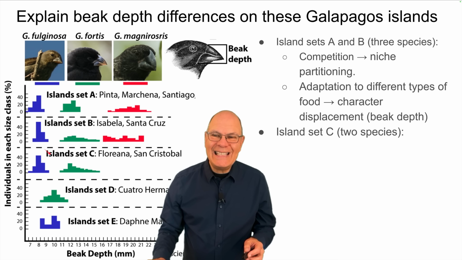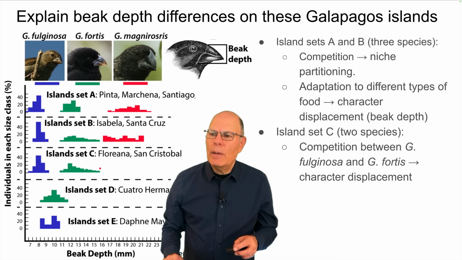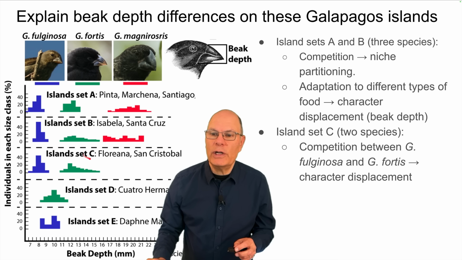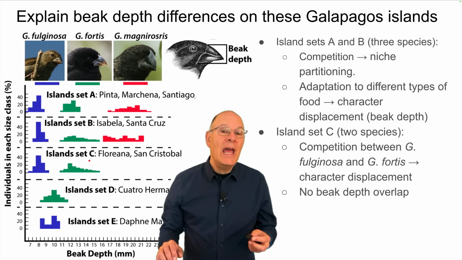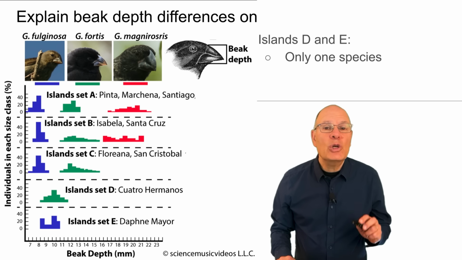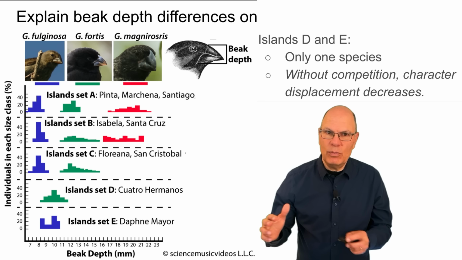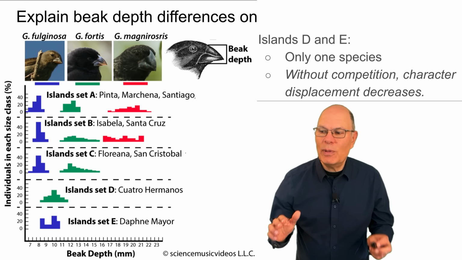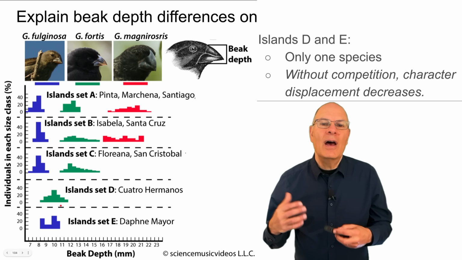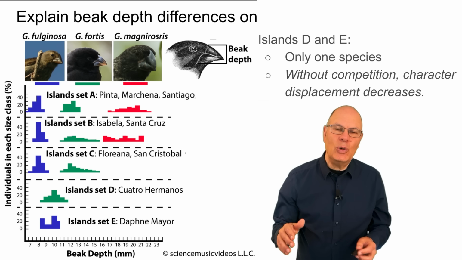On island set C, one of the species, G. magnirostris, is missing, but because there's still competition between these 2 species, G. fuliginosa and G. fortis, there is character displacement and there's no beak depth overlap. On the smallest islands, D and E, there's only one species. And with no competition between different species, character displacement decreases. The beak depths overlap. So here we have a kind of natural historical validation of these ideas related to character displacement and resource partitioning.